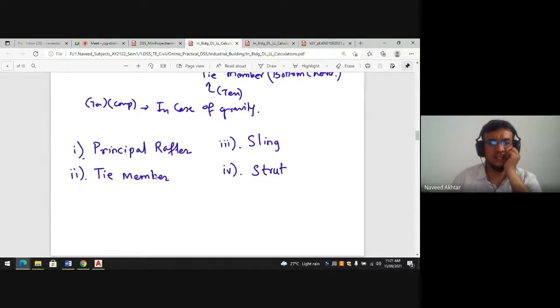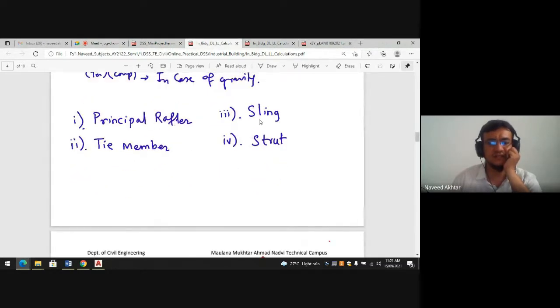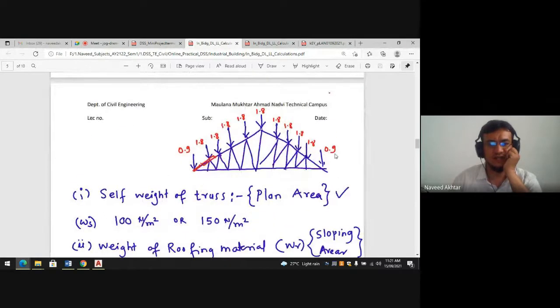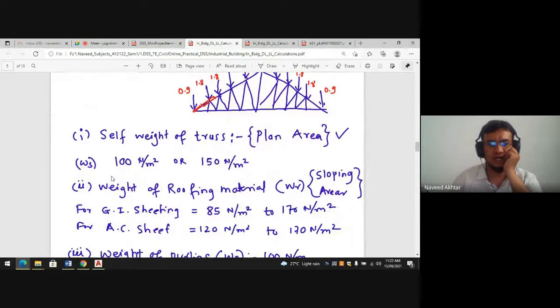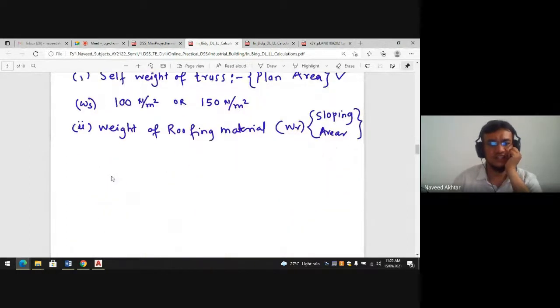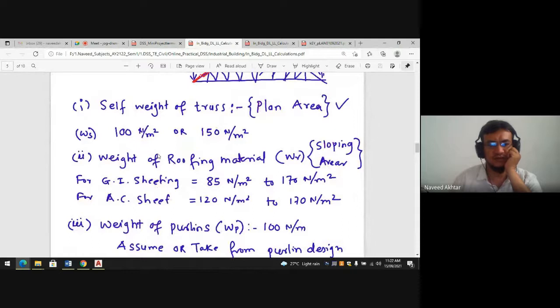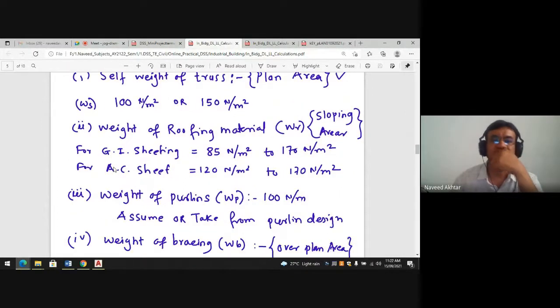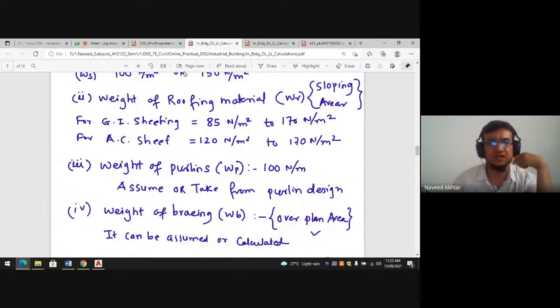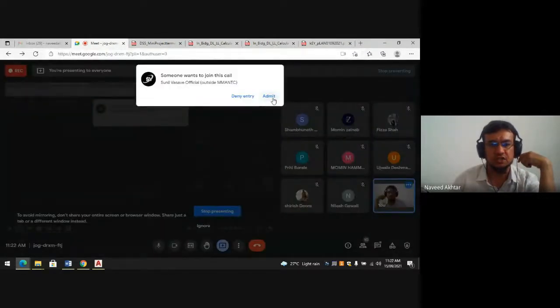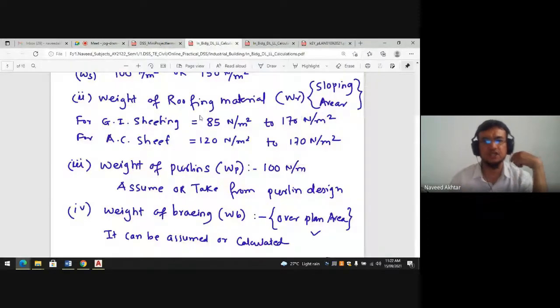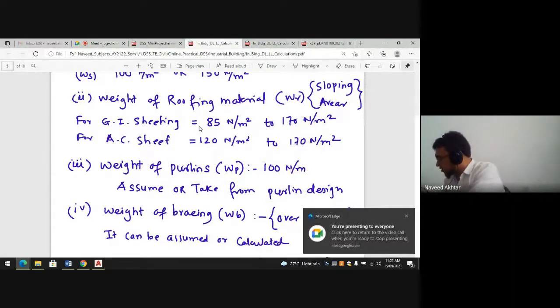In a roof truss, there are four main types of member: principal rafter, ceiling tie member, and strut. Then we find out the dead load on the roof truss. It consists of the self weight of the roof truss in plan area, which is between 100 Newton per meter square to 150 Newton per meter square, and the weight of roofing sheet, as per the GI sheet or AC sheet, whichever type of sheet you are using.